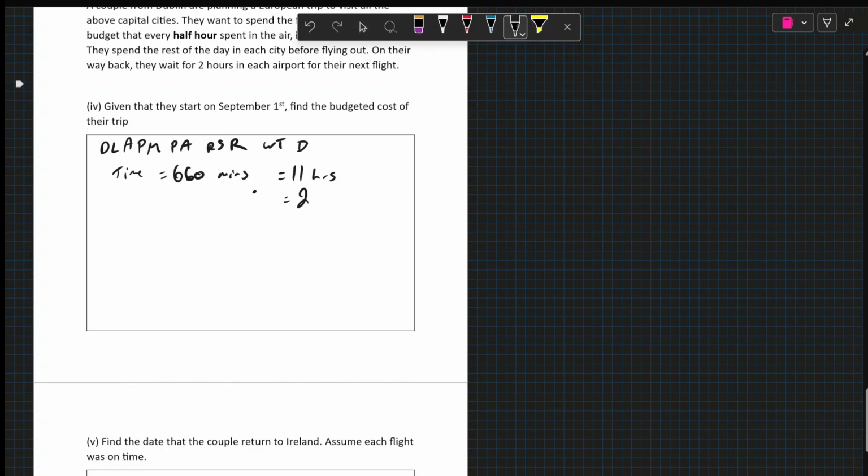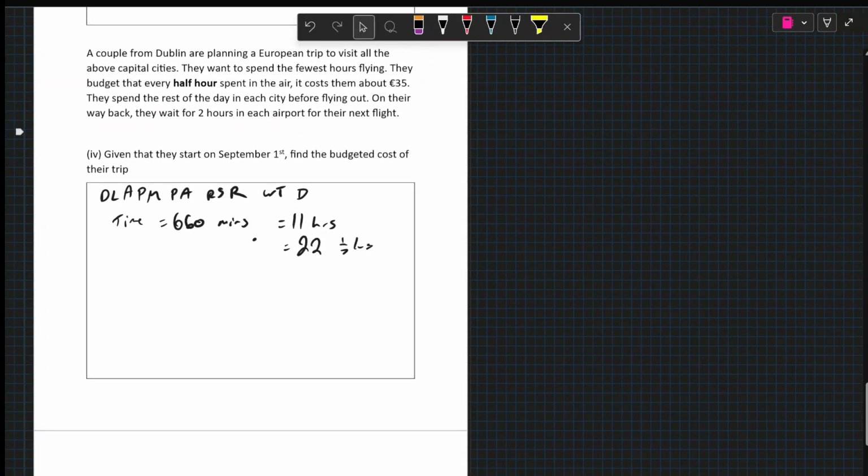Now that is 22 half hours, and 1 half hour they've budgeted is 35, so the cost is 22 times 35, which is 770 euros. And that's the budgeted cost of their trip.